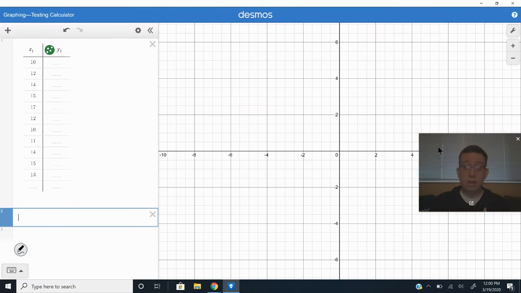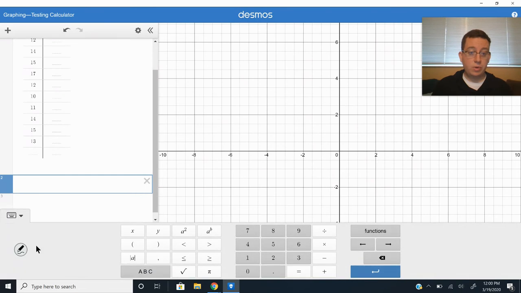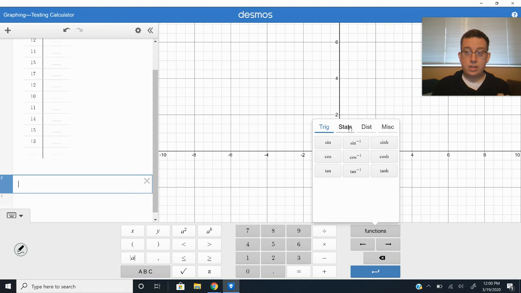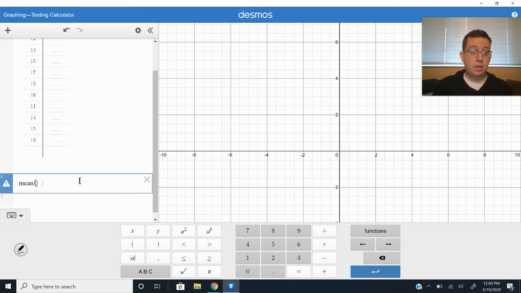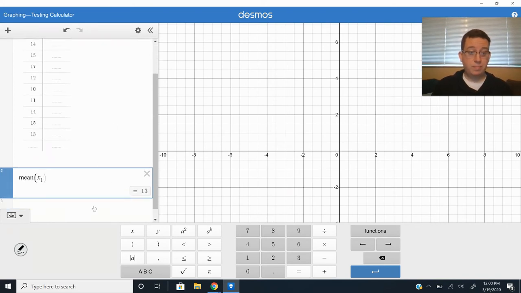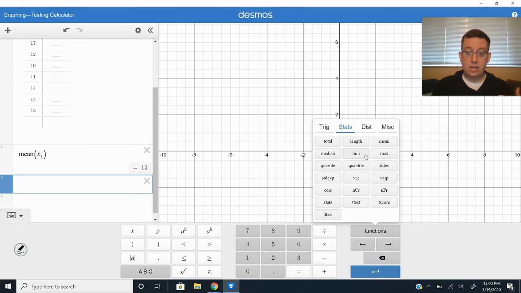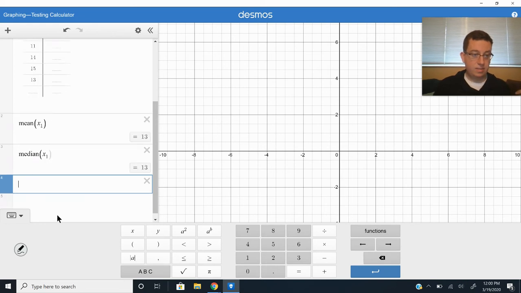Now if you forget all of the different codes or different ways to type stuff in, you click the keyboard and then under functions right here, under the stats menu, that's where all of your big important stuff is for this unit. So I'm going to click the mean button right here. And then we have to tell Desmos, what do we want to find the mean of? Well, it's x1, so we say x1. Ooh, it's 13. And then I do the same thing for median. Median x1. Hey, it's the same thing. That's convenient.